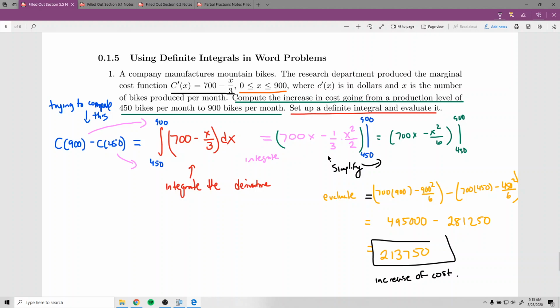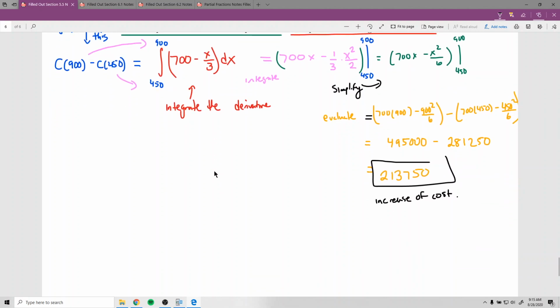Right, but that's using a definite integral in a word problem. The same key points here point to integration because we're given the derivative. We want to figure out the original. But you just want to notice why we're doing a definite integral: it's because we want to figure out the increase. It could have been a decrease as well, of what happens when we change the production levels. But that is it for this section.